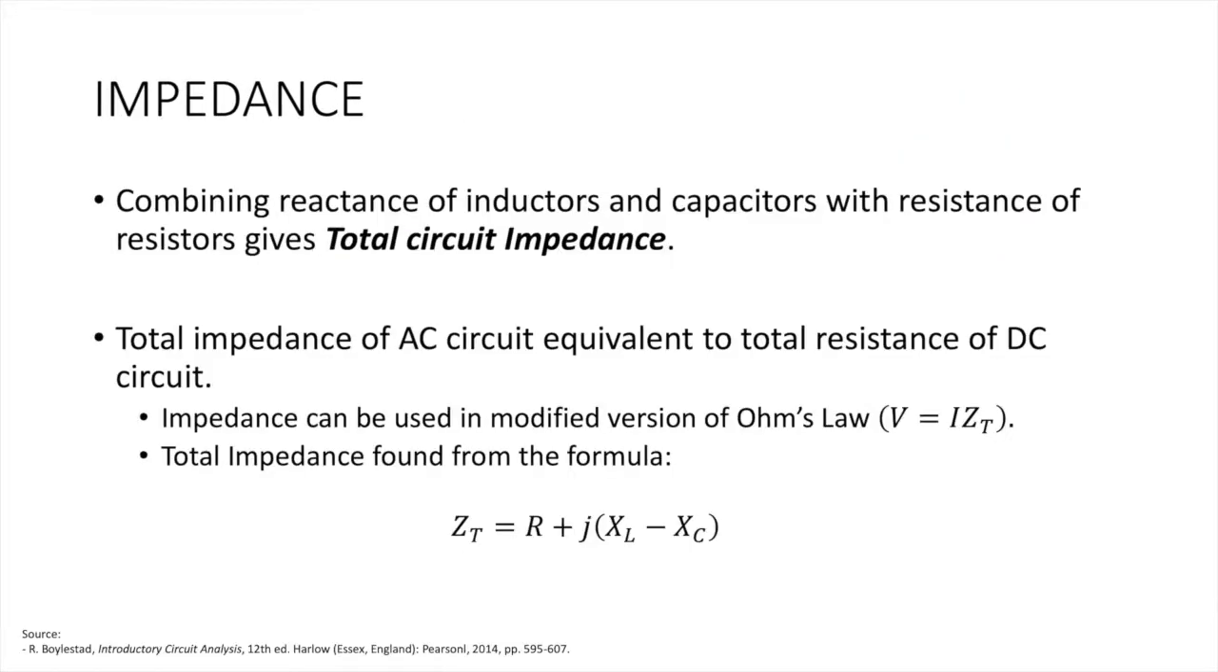These reactance values of capacitors and inductors, alongside the resistance of resistors, form what is called the total impedance of an AC circuit, which is equivalent to the total resistance of a DC circuit and can be used in the modified form of Ohm's law, V equals I Z_T, where Z_T is the total impedance found from the formula Z_T equals R plus j multiplied by the reactance of the inductor minus the reactance of the capacitor.